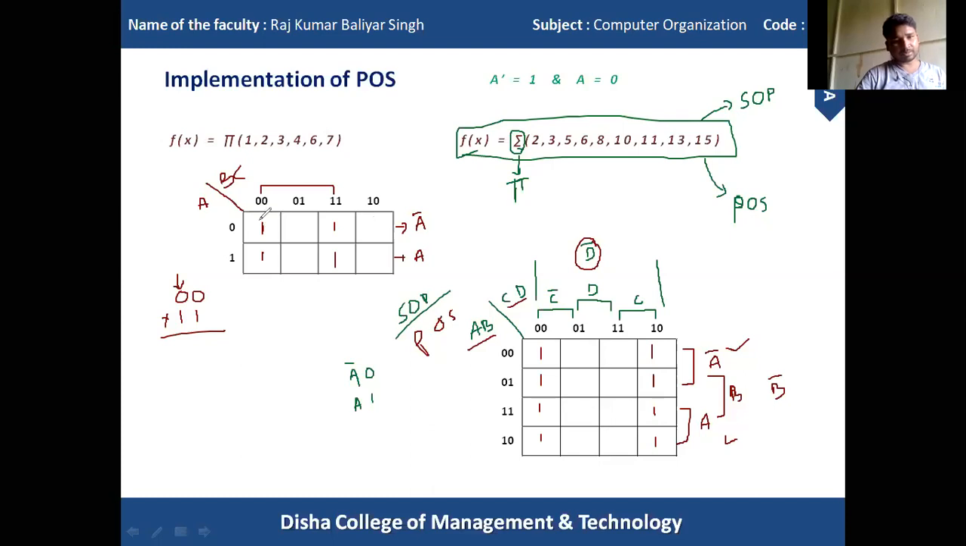So 1 1 is possible here. Otherwise you can write 1 and 1 here. This kernel can be possible. Okay, so in K-map, every time we are using the gray code. Why are we using the gray code? Why are we not writing simply 0 0, 0 1, 1 0, 1 1?